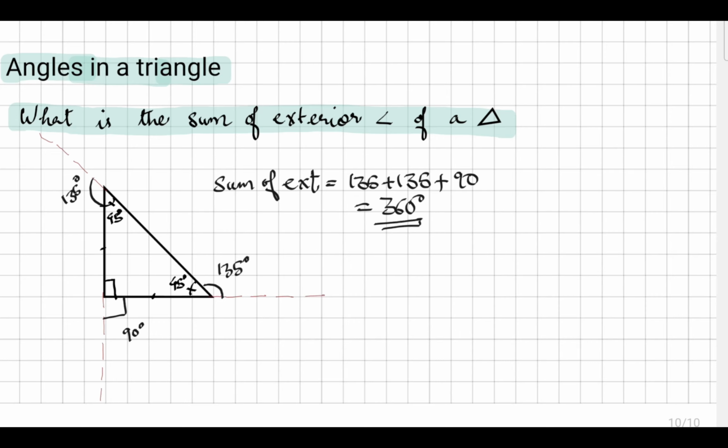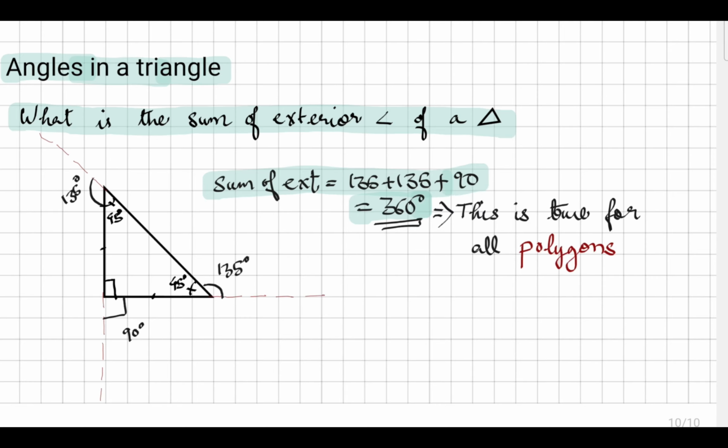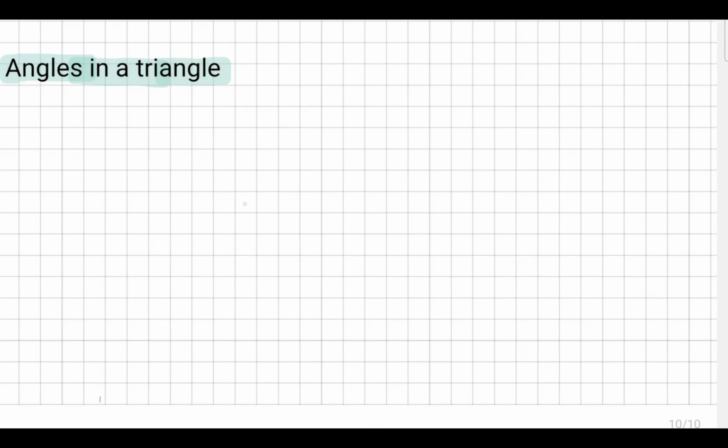Now something interesting for you to know is that the sum of exterior angles is 360 degrees for every polygon, not just triangles, it's true for every convex polygon. Now why is it 360 degrees for every polygon? Let's demonstrate it with a simple example.